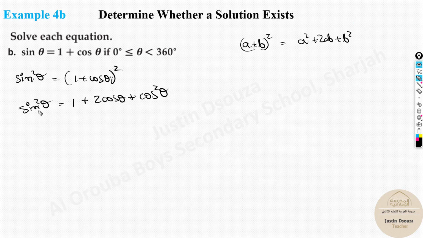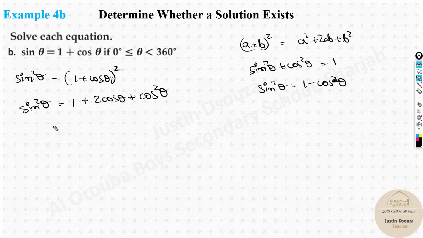Now then you can do, see the sine square theta is there. We know Pythagorean theorem, sine square theta plus cos square theta equals 1. So what if you take cos square to the other side? You will get sine square theta equals 1 minus cos square theta. Why we are doing this is so everything will be in cos theta.